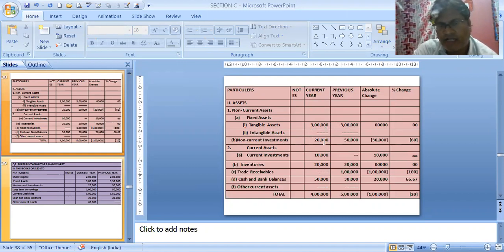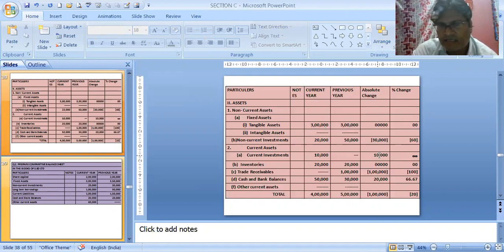Non-current investment 20,000 in the current year, previous year was 50,000. So C minus P, that is minus 30,000. So it will be 30,000 divided by 50,000, that is the absolute change by previous year's value into 100, 60%, that also is negative because your absolute change was in negative.